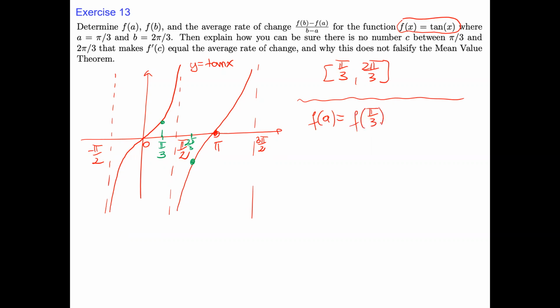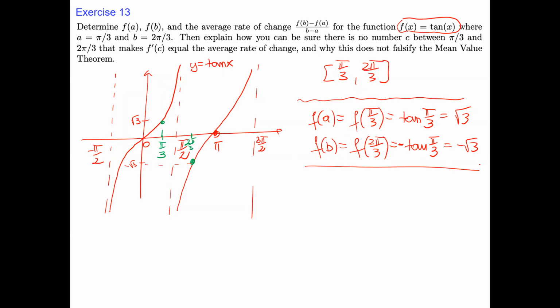Value at pi over 3, tangent at pi over 3. You may answer first: square root of 3. Then b, the value at 2 pi over 3. For 2 pi over 3, the reference angle is also pi over 3, but since it's an angle from the second quadrant, tangent is negative in the second quadrant, so it will be negative square root of 3. And that makes sense: positive square root of 3 and negative square root of 3.